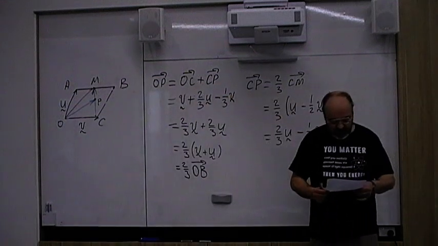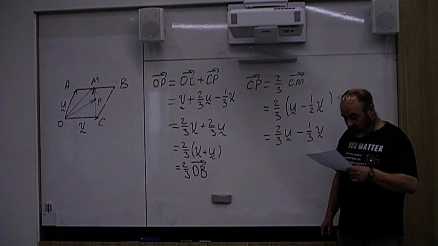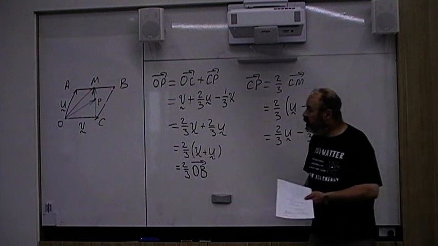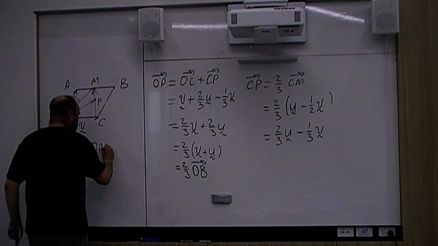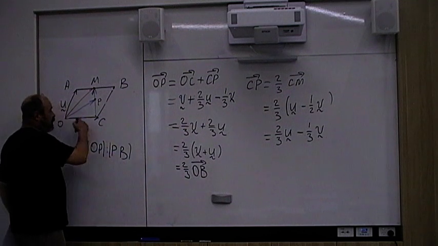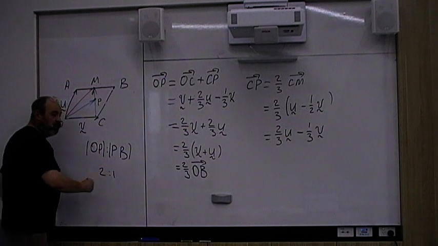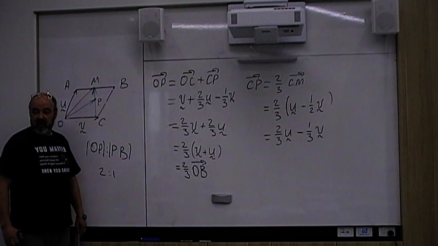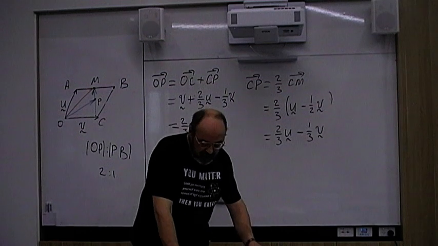2/3 of OB. So the question is, what is the ratio of OP to PB? This is 2/3, this is 1/3, so it will be 2 to 1. Okay, so that's the basics of the vectors and operations with the vectors. Now you can do some practice.